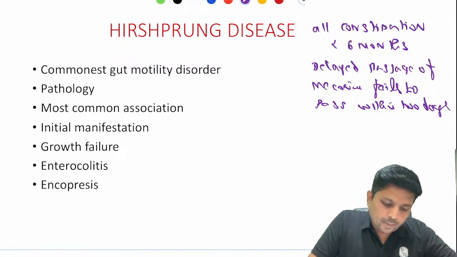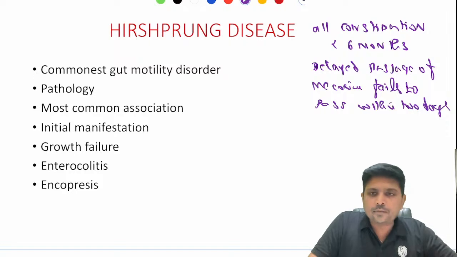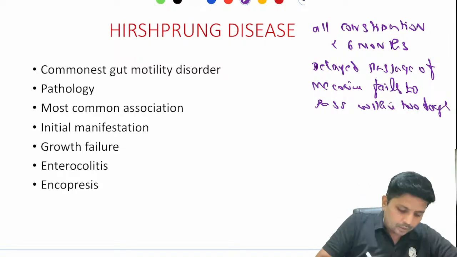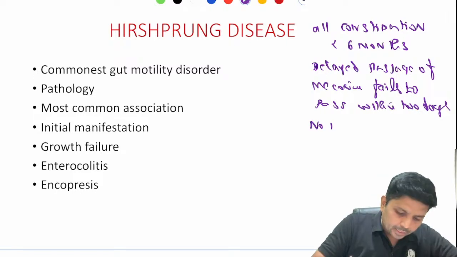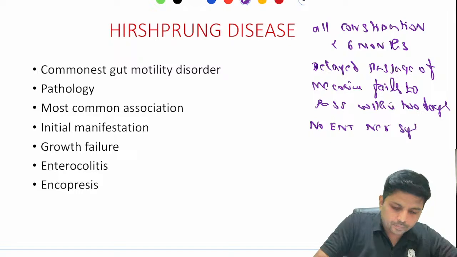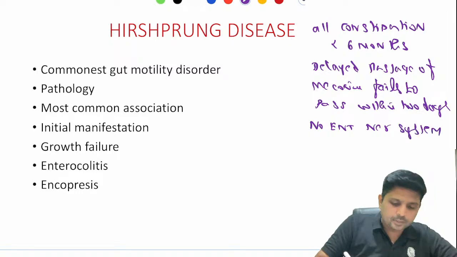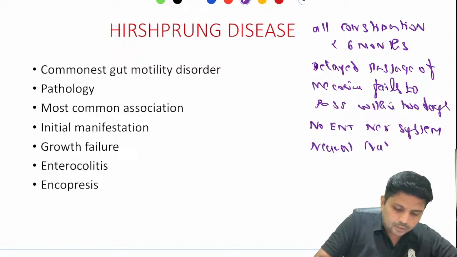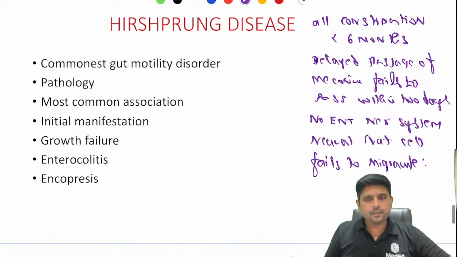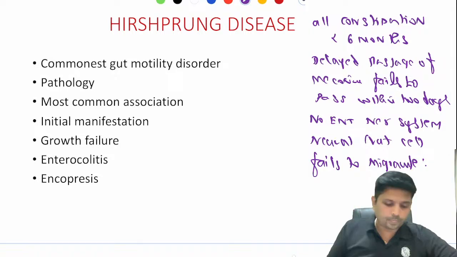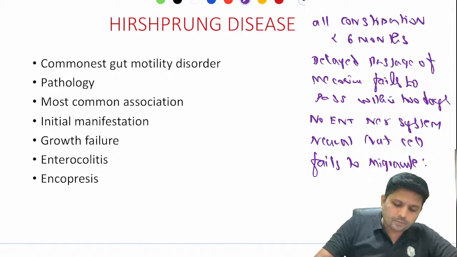Okay. So delayed passage of meconium. Meconium fails to pass within 2 days. Suspect it. It is the commonest motility disorder in which there is no enteric nervous system development. It is a disease involving neural crest cells. Neural crest cells fail to migrate. Okay, so what is the pathology?